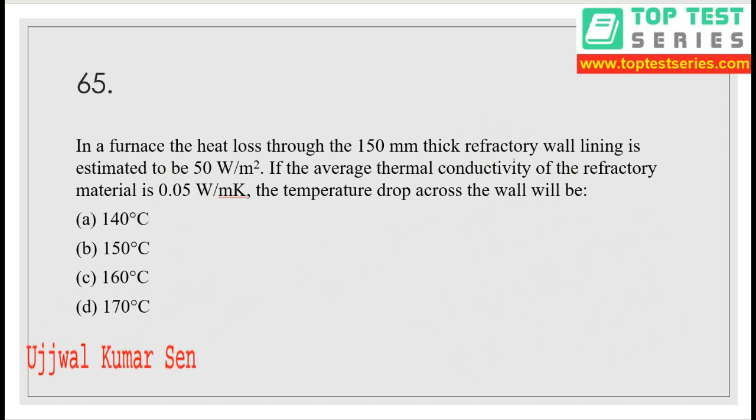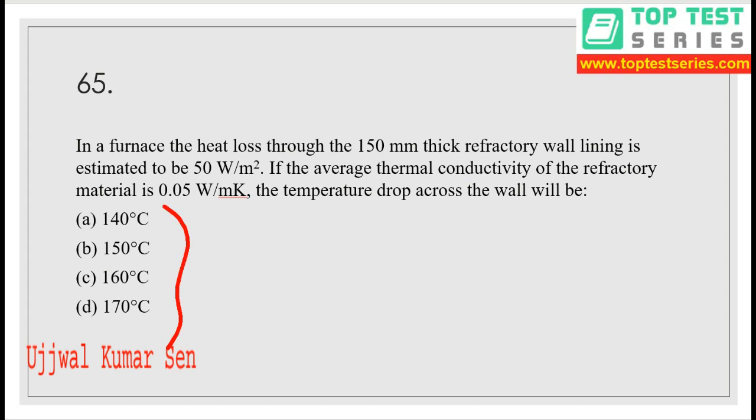Question number 65. In a furnace, the heat loss through the 150 mm thick refractory wall lining is estimated to be 50 watt per meter square. If the average thermal conductivity of the refractory material is 0.05 watt per meter Kelvin, the temperature drop across the wall will be, we have to find out temperature drop across the wall, right? So we have been given these options A, B, C, D.